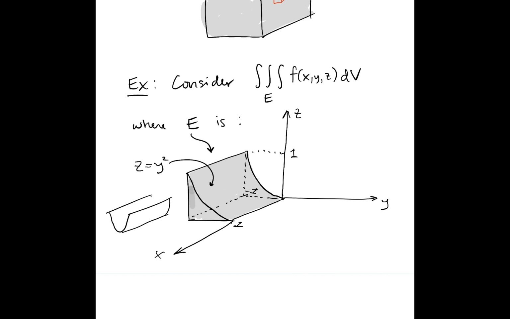And we're looking at only the part of that taco shell that sits above a square like that. So that's this square here. So it's a taco shell, but it's only the part that sits above a very specific 1x1 square in the XY plane. Okay, so that's the region E. That's what we got so far.